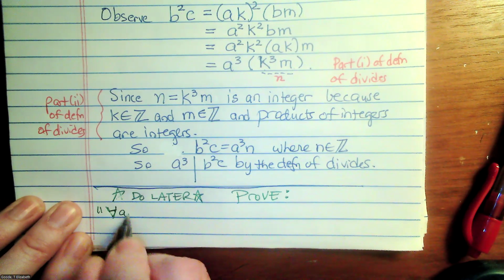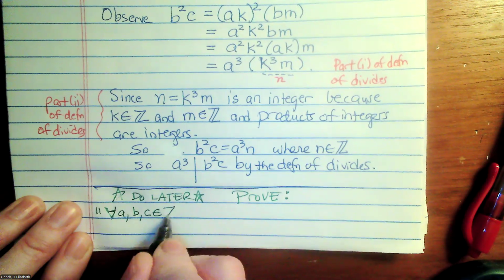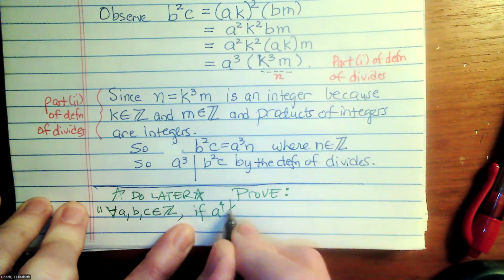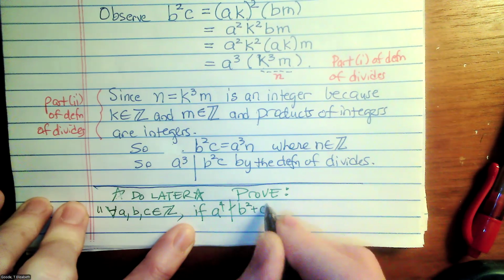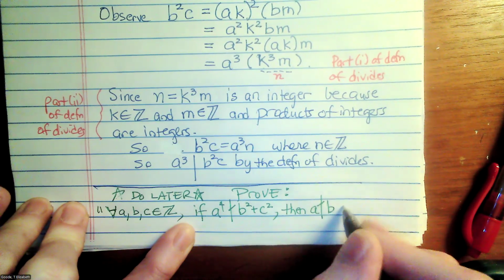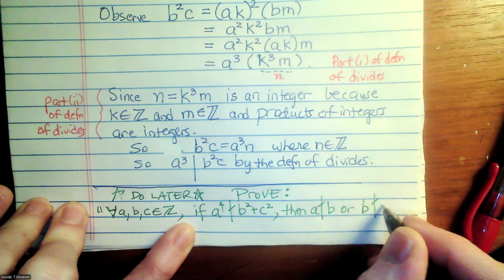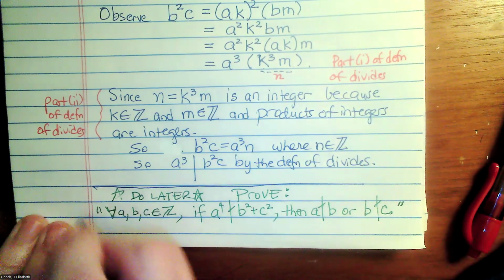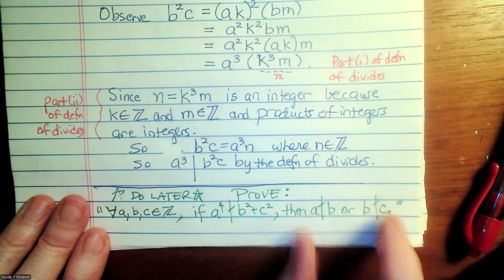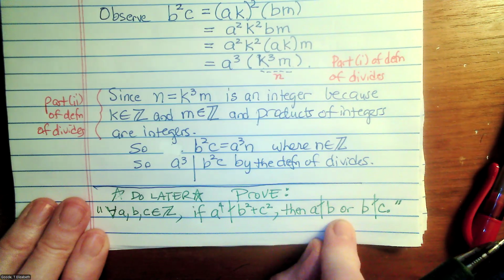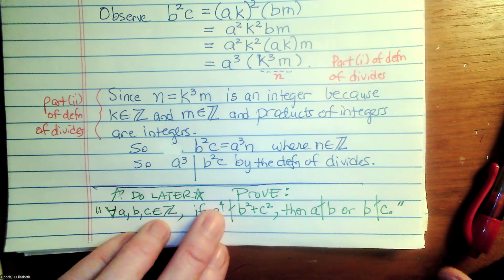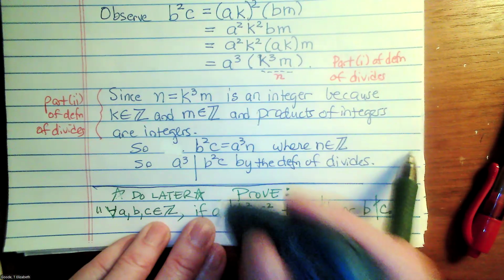For all A, B, and C in Z, if A to the fourth does not divide B squared plus C squared, then A does not divide B or B does not divide C. You put an or right there. Yeah, because when we make the negation, that becomes the and. And we need both of those to get negated with an and in between. And this is not right. This should be A squared.